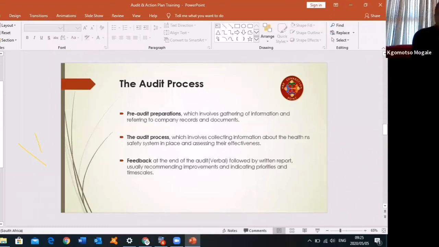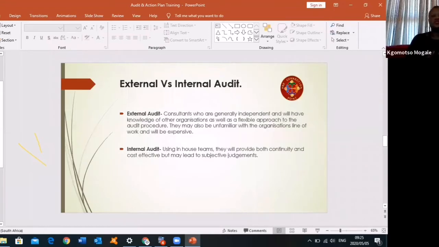In terms of the audit, this is the external, and this is the internal audit. So the external audit, guys, is when we call in consultants who are generally independent and will have knowledge of other organizations as well as a flexible approach to the audit procedure. They may also be unfamiliar with the organization's line of work and they can be expensive.